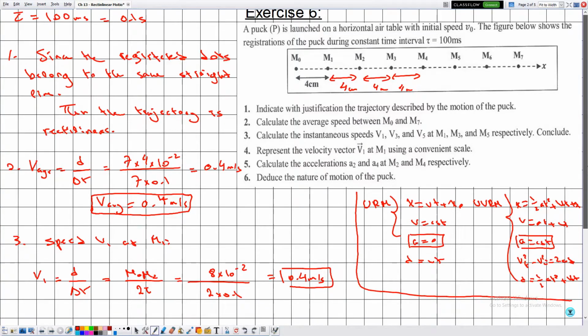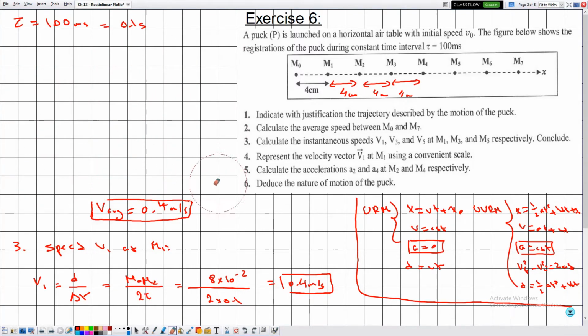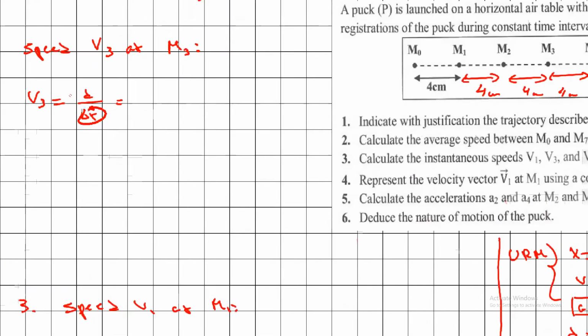Now as for the speed V3 at M3, V3 in this case is given by d divided by delta t. So what does d represent in this case? Because we are calculating the instantaneous speed and this is the average speed, we are allowed to use this formula because delta t is very small.